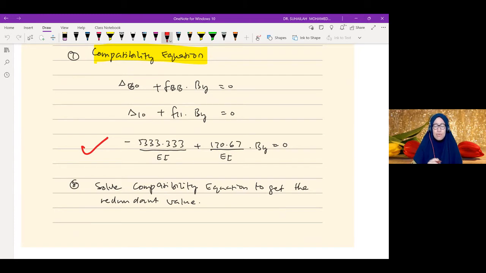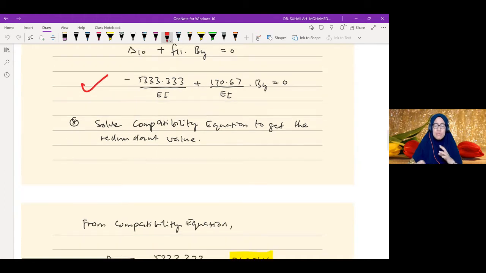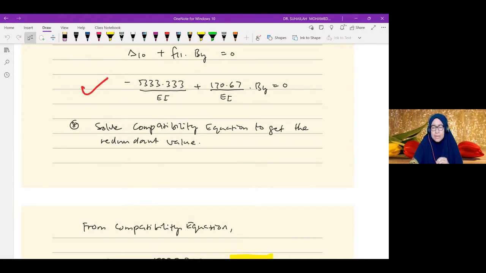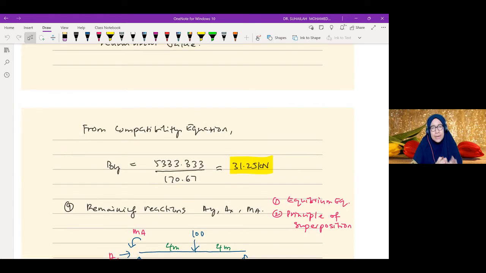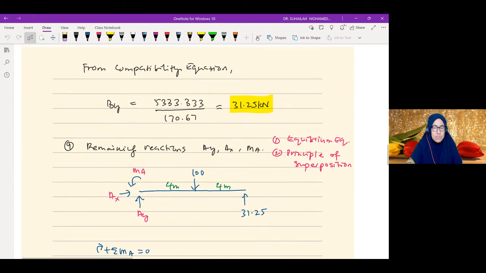And whenever we move to the next step, solve the redundant. When we solve the redundant, we will cancel EI and we will get BY. We rearrange the equation and we will get BY is equal to 31.25. So after we have determined the redundant, we can continue to calculate the remaining reactions, the 3 remaining reactions, using the equilibrium equation.